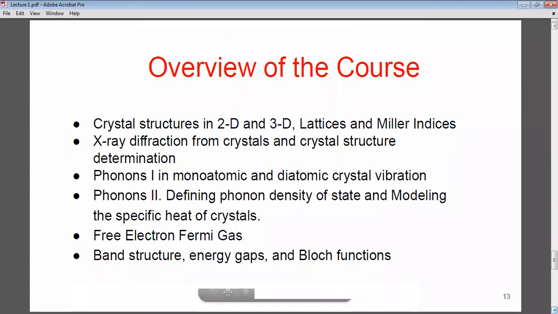We will be discussing topics like lattices, Miller indices, X-ray diffraction from crystals and the crystal structure determination, phonons in monoatomic and diatomic crystal vibration, phonons, defining phonon density of states and modeling the specific heat of crystals. We'll be dealing with a free electron Fermi gas. We will be covering also, I hope we will have time to reach the topic about band structure, energy gaps, and Bloch functions.